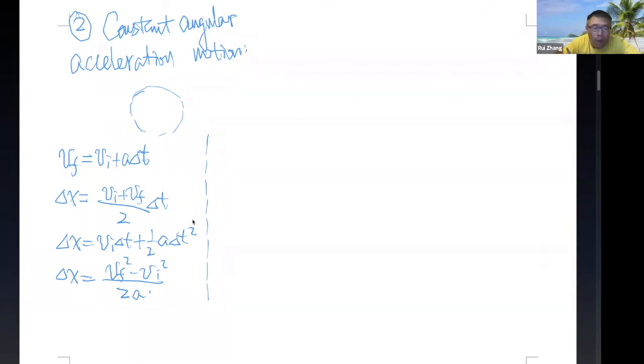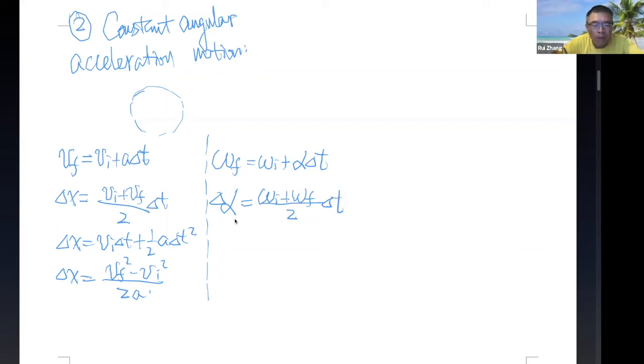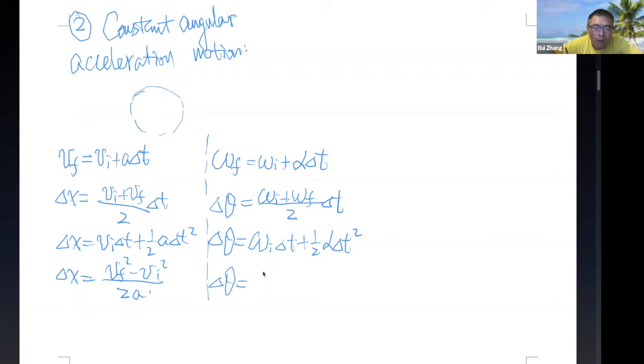We could actually do the same for the constant angular acceleration motion, but the simplest thing to do is to simply replace the quantities with the corresponding new quantities. For example, here we would replace v by omega, so we have omega f equal to omega i plus alpha delta t. So we replace a by alpha, v by omega. Second one, we have delta theta equals (omega i plus omega f) divided by 2 times delta t. I'm sorry, this is not delta alpha, this is delta theta. And then third one, we have delta theta equals omega i delta t plus 1/2 alpha delta t squared. Finally, this one, we have delta theta equals (omega f squared minus omega i squared) divided by 2 alpha.